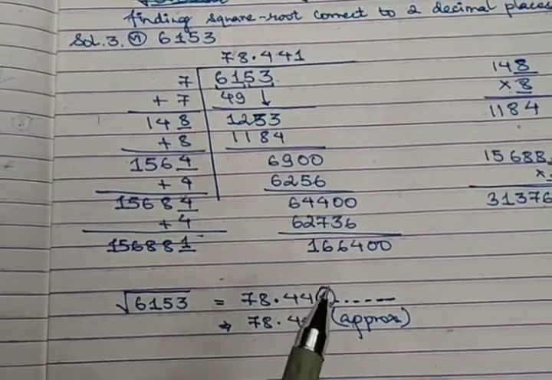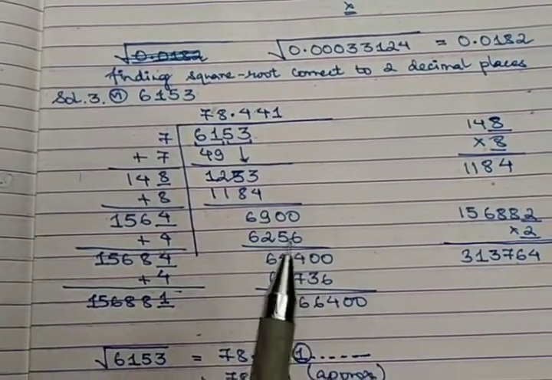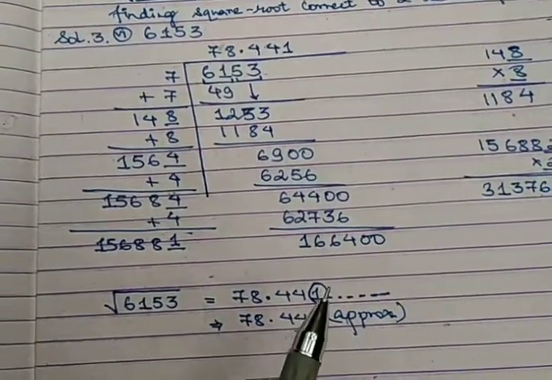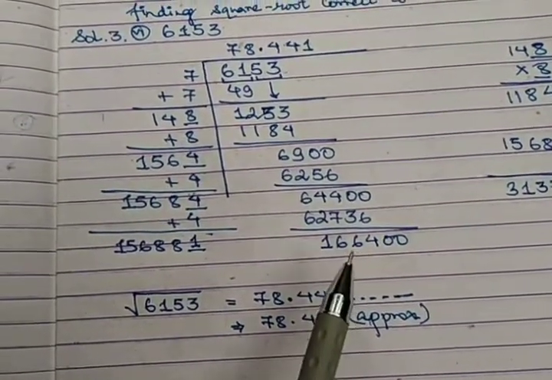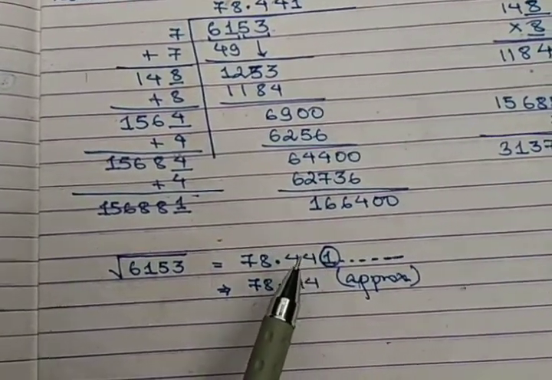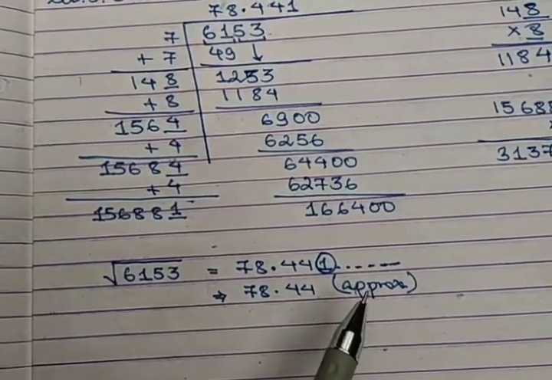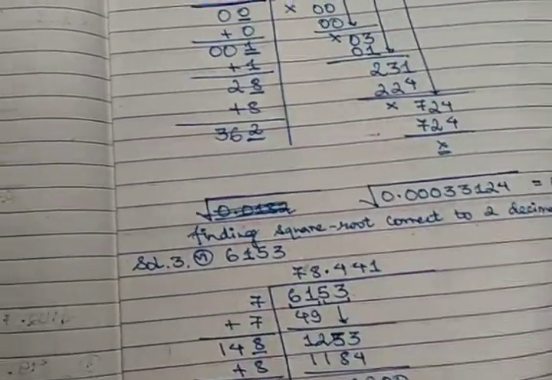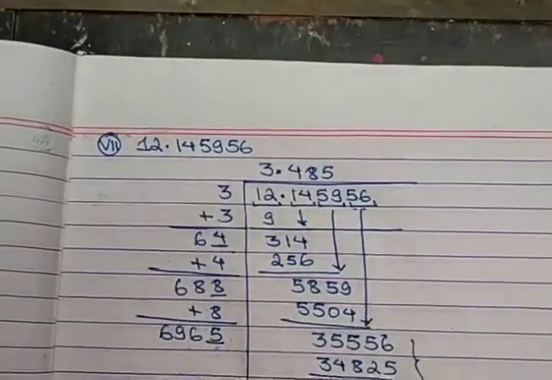The question was about finding our answer correct to 2 decimal places, remember that. So we don't need to go to the 4th digit, 5th digit and so on. All we needed was to check the third digit. Just for the sake of the third digit, I went up to it and found that the third digit was 1, so we don't need to round off. So our answer is 78.44 approx. This is our approximate answer for square root of 6153. We'll be looking at one more similar question.